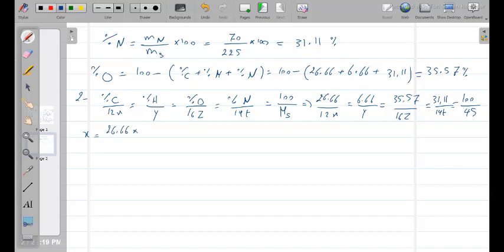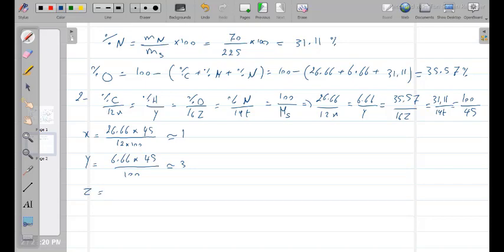26.66 times 45 over 12 times 100, equal 1. Y equal 6.66 times 45 over 100, approximately 3.